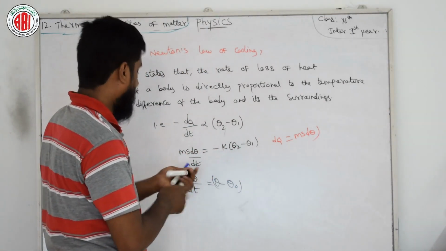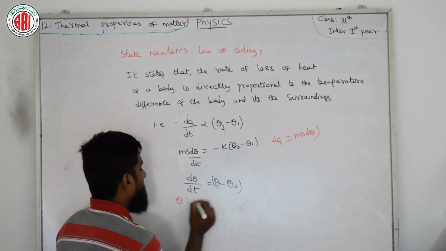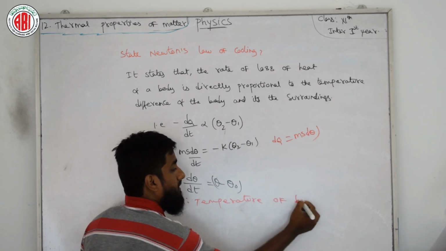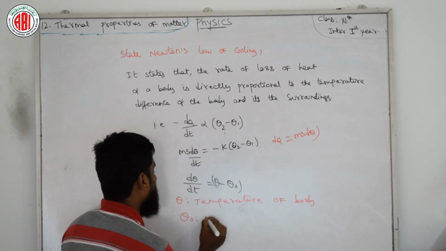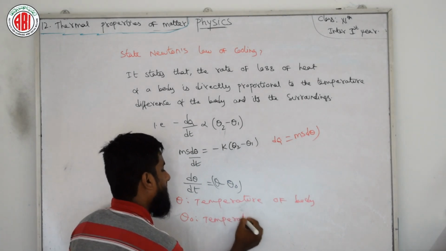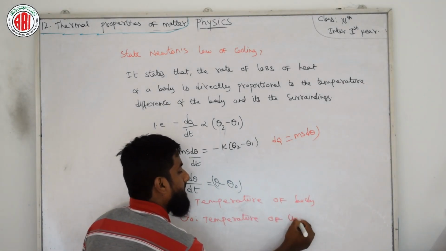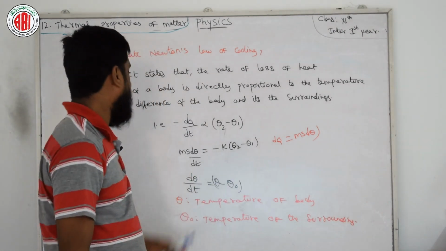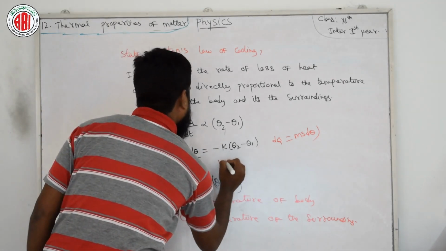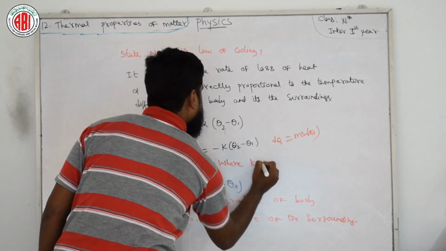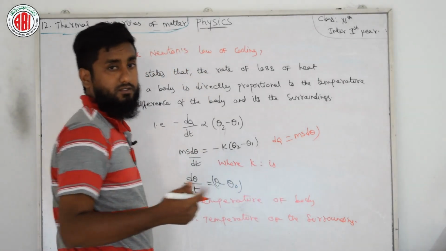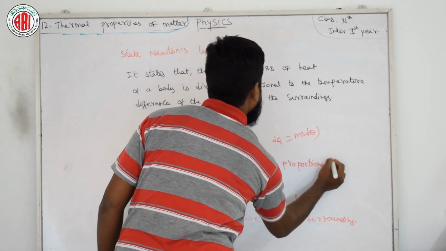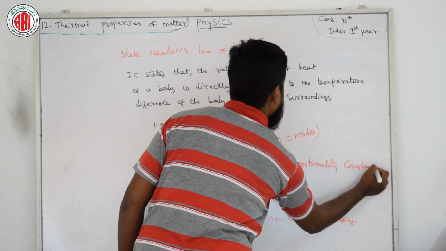I may write it here, you can go through it. Theta is the temperature of the body, and theta 0 is the temperature of the surroundings. So this is the answer related to Newton's law of cooling, where k is the proportionality constant.